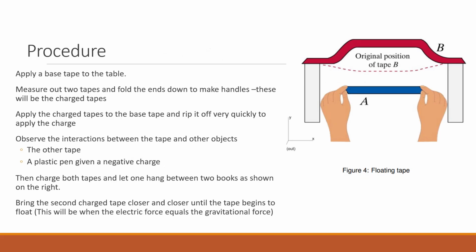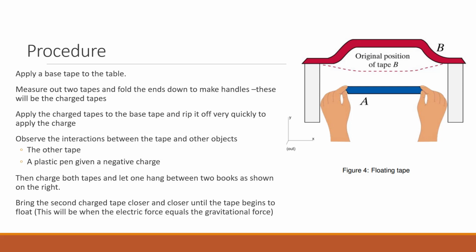The basic procedure for the experiment is as follows. You apply a long strip of tape to a table to make a base tape, then create two chargeable tapes by measuring out 20 centimeters of tape, folding over the end to make a handle. Then you charge them by applying them to the base tape on the table and ripping them off quickly. Then with your two charge tapes, you observe a couple of interactions.